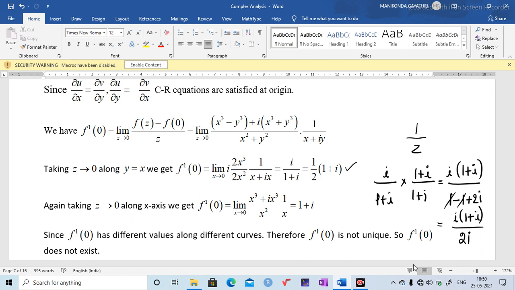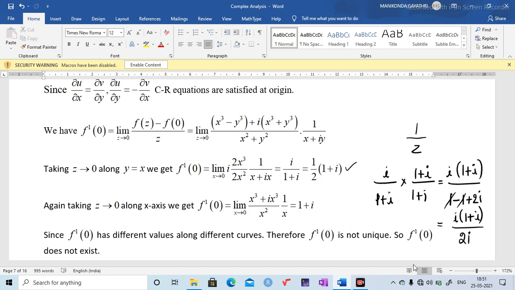Again taking z tends to 0 along the x-axis. That means here we are taking two different paths. One is y equal to x, another is along the x-axis. So along the x-axis means the value of y equal to 0. So limit x tends to 0, x cubed into (1 plus i) divided by x square into 1 by x. So we take x cubed common in the numerator. That x cubed cancels with x cubed in the denominator. So we get 1 plus i.